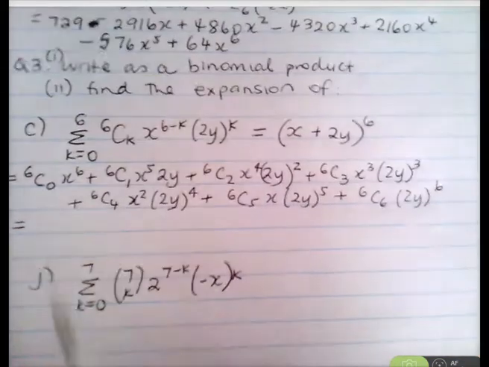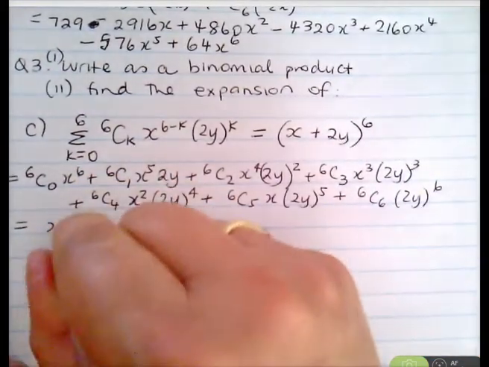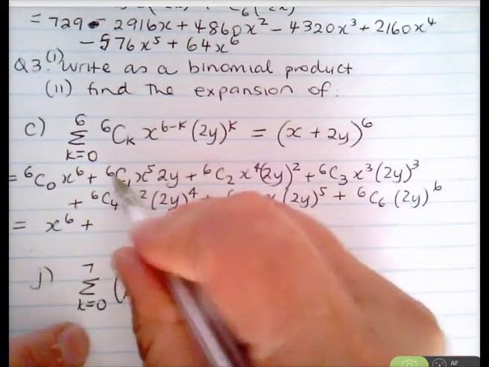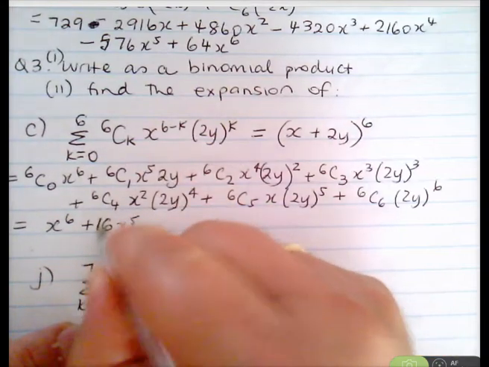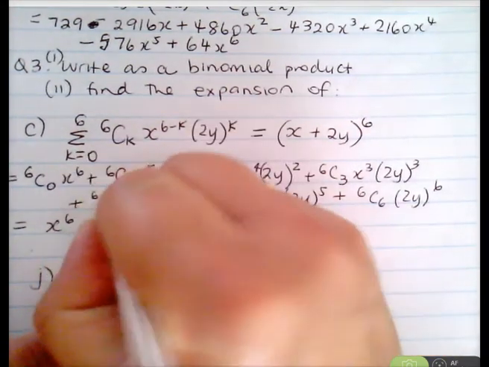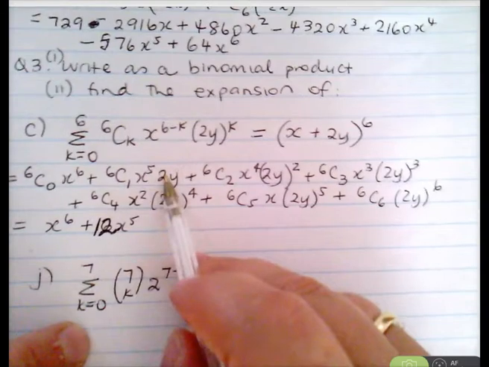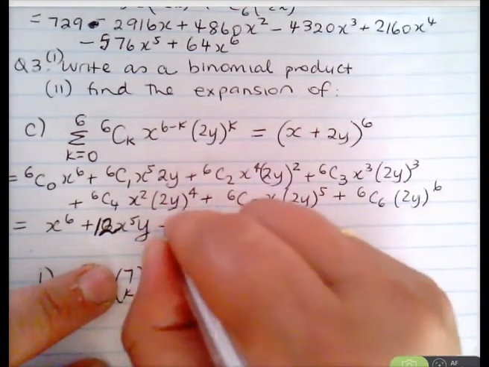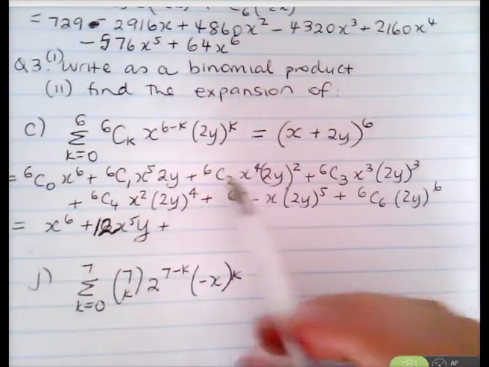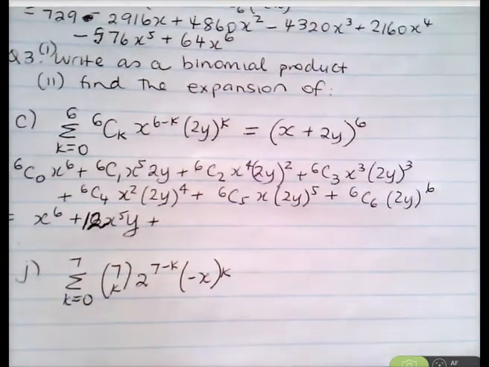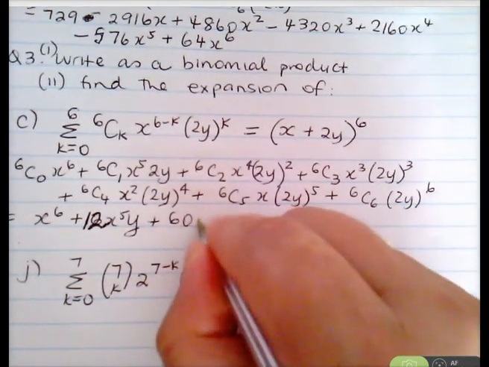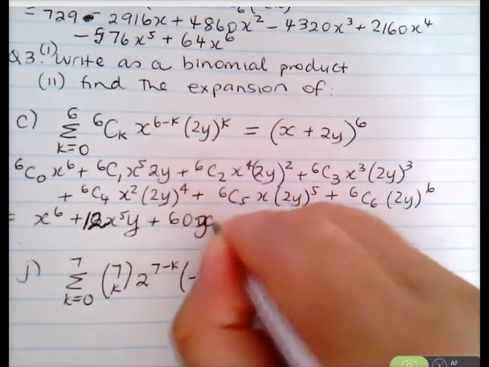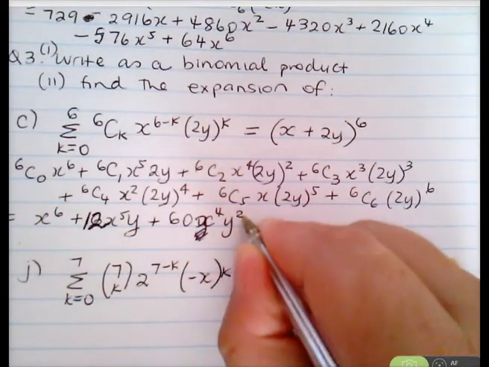And then just working these all out, we know that 6 choose 0 is 1, so we've just got x to the power of 6. 6 choose 1 is 6, so we've just got 6x to the 5. Sorry, actually we've got 12, because 6 times the 2 here is 12, x to the power of 5, and then we've got y. Now, 6 choose 2 is 15, times 2 squared is 4. 15 times 4 is 60. Then we've got x to the power of 4, y squared.